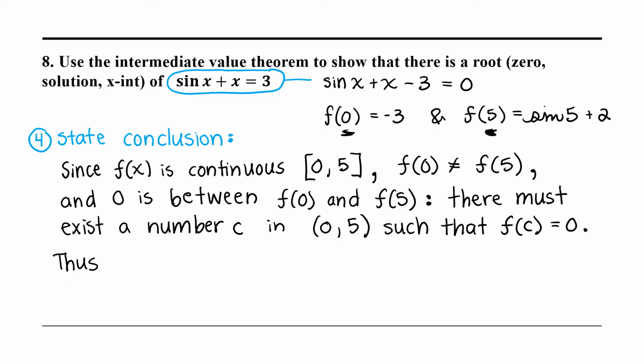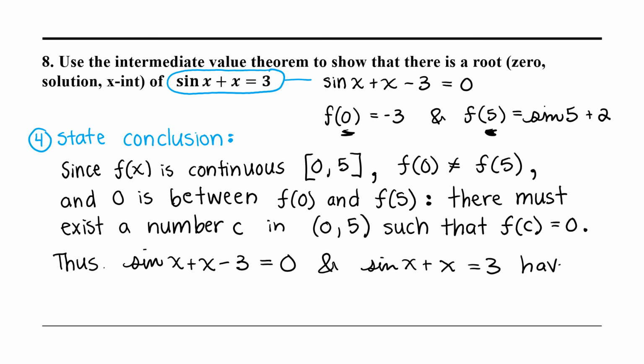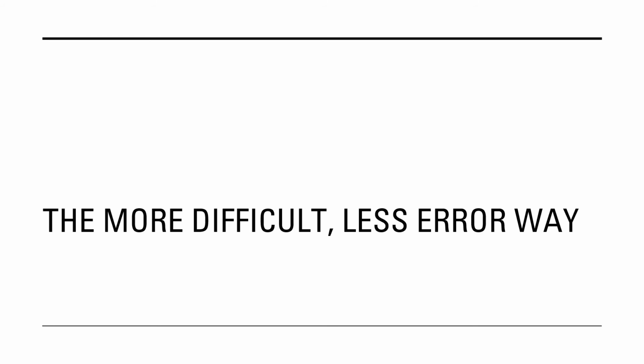Thus, sine of x plus x minus 3 equals 0, and sine of x plus x equals 3 have roots on 0 to 5 by the intermediate value theorem. But now let's look at the more difficult but less error-filled way, so a band that's even closer to that solution than 0 to 5.